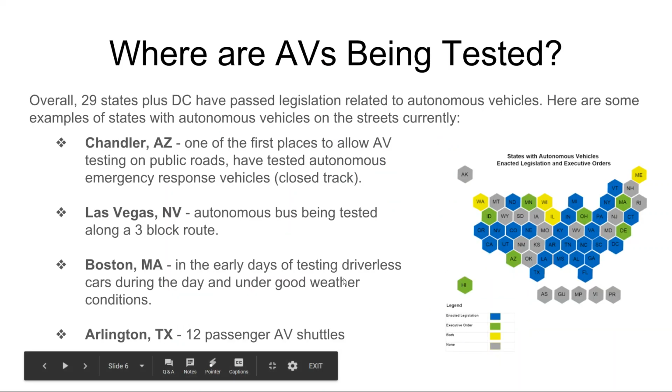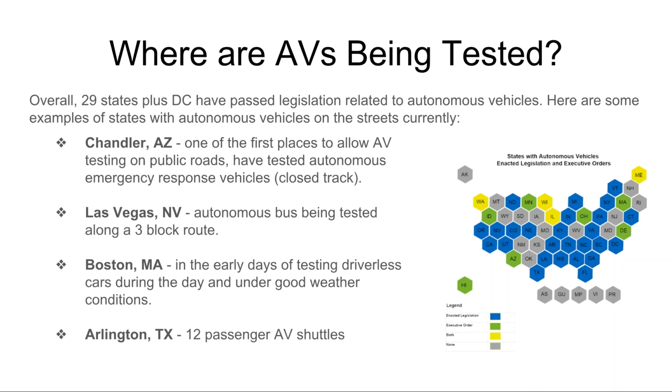Where are autonomous vehicles being tested? Overall, currently there are 29 states that have passed legislation relating to autonomous vehicles. Here are some examples of states with autonomous vehicles currently on their streets. Chandler, Arizona is one of the first places to allow autonomous vehicle testing on public roads and has tested autonomous emergency response vehicles on a closed track.